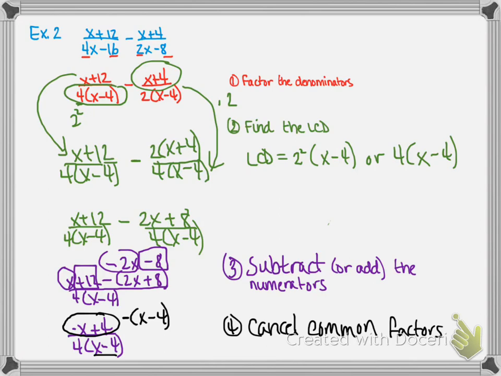They're equivalent. And now if I'm looking at negative times x minus 4 over 4 times x minus 4, the x minus 4's will cancel and leave 1's. And I'm left with negative 1 over 4. And that is my final answer in this problem.